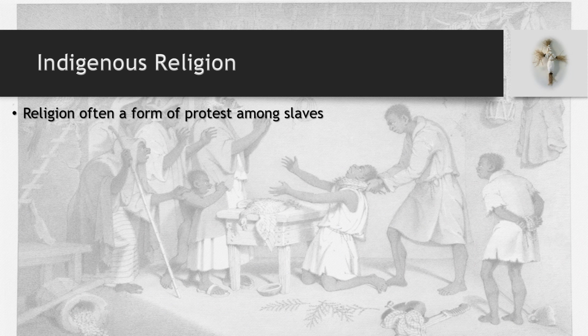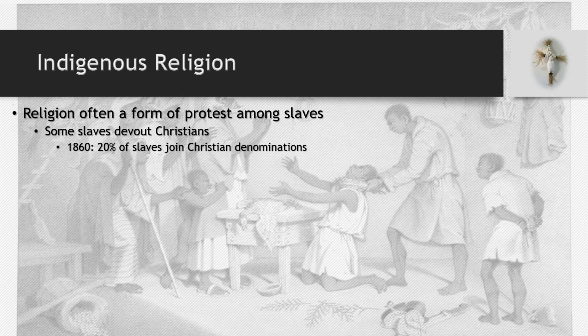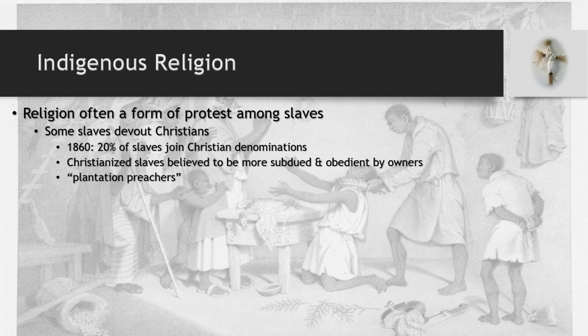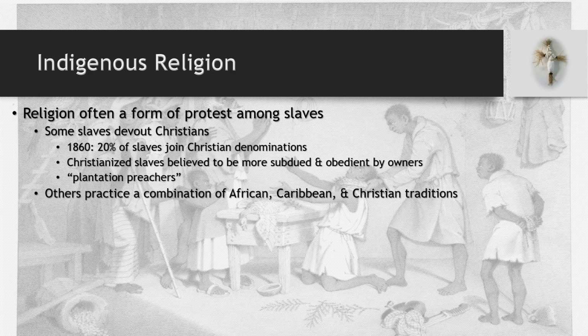Now, speaking of indigenous religion and how it plays into all this, it was typically used as a form of protest among slaves. Again, some slaves were devout Christians. Okay, it's estimated that in 1860, about 20% of slaves joined Christian denominations, sometimes, again, at the behest of their owners. Okay, they would do it under threat of punishment. And Christianized slaves were considered to be more subdued and obedient by owners, right? If they still practiced their native religions or were allowed to do so, they might be more prone to rebellion in some fashion. And sometimes you would even have plantation preachers, right? Individuals who were slaves themselves who became preachers of a Christian tradition of some kind.